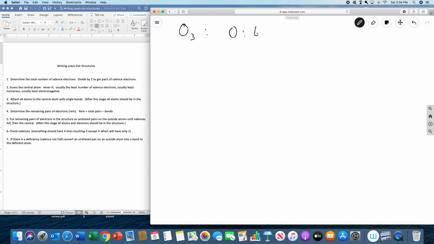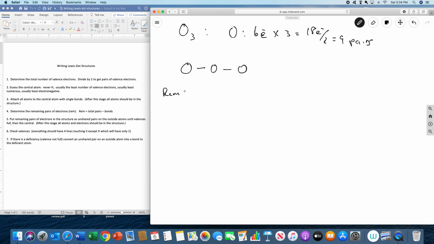There's an oxygen, there's 6 electrons, right? And there are 3 oxygens. That means there's 18 electrons over 2 is 9 pairs. All right, this one's obvious what's going to be in the middle because it's oxygen, oxygen, and oxygen. So now we had 9.